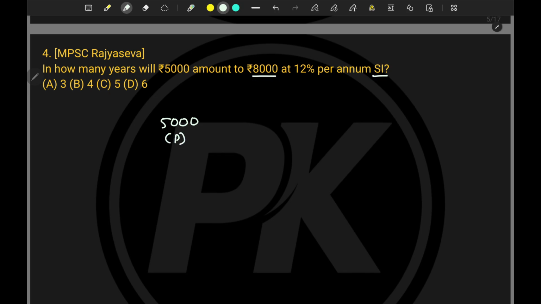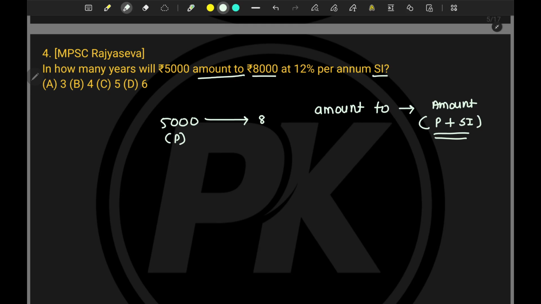Now, I'll give you the trick. If in a problem it is written "amount to", that is nothing but your total amount. And this amount is nothing but what? Your principal plus simple interest. So that you have to remember. Here it may be "amount to" or "becomes to", this will also come. "Becomes to" is nothing but amount only. So now that is becoming 8,000 at 12% per annum.